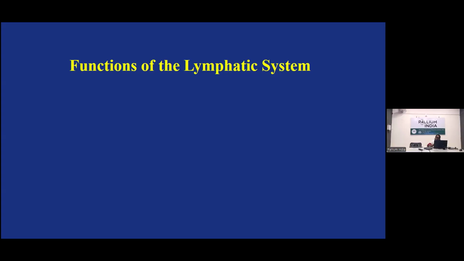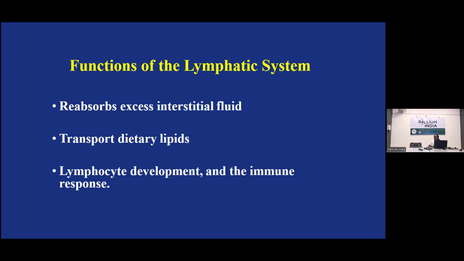In our small intestine, we have small villi. Especially in the small intestine, they are responsible for interstitial fluid absorption and also the absorption of fat-soluble vitamins. So transporting dietary lipids is another major function of the lymphatic system. Another important function is lymphocyte development and the immune response.